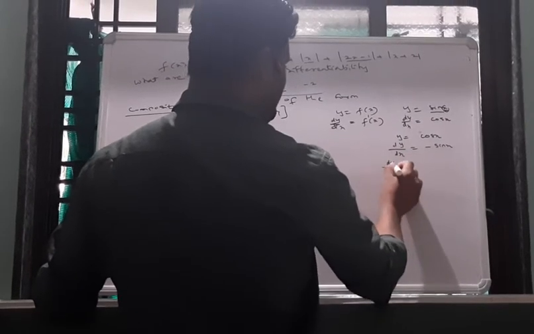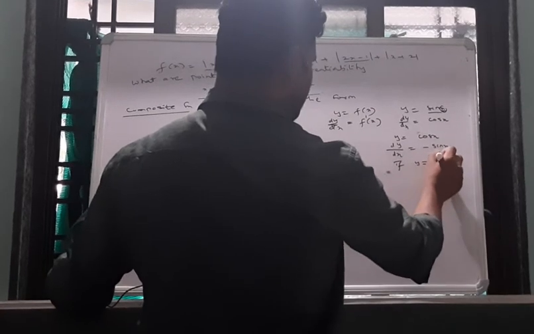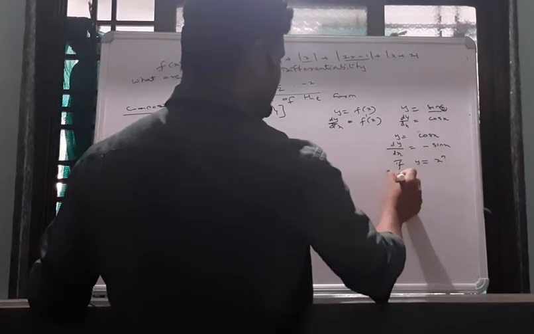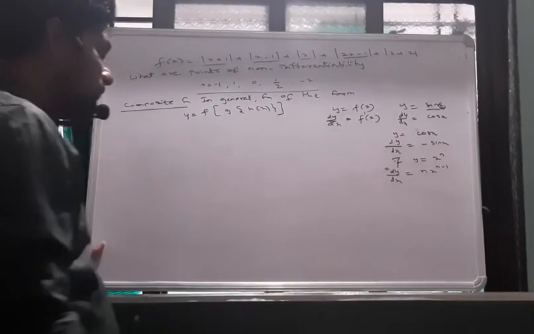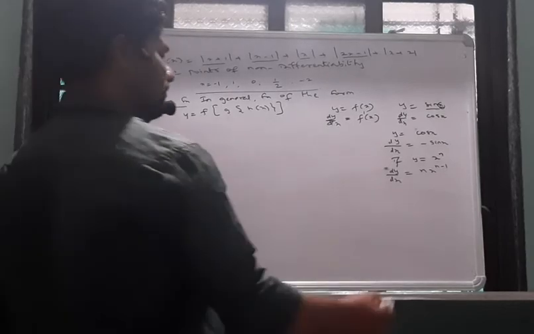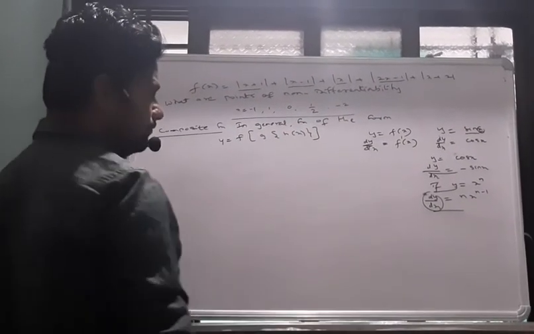If y equals x to the power n, then the derivative of y with respect to x is given by n x to the power n minus 1. So these are direct formulas, which you studied in first year.